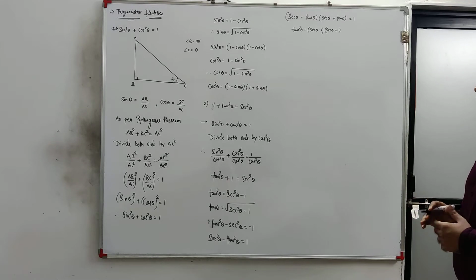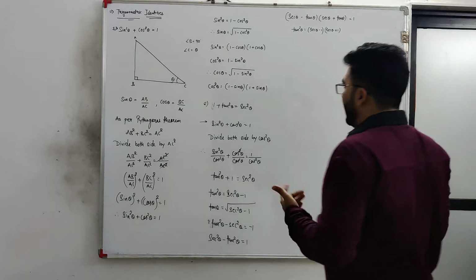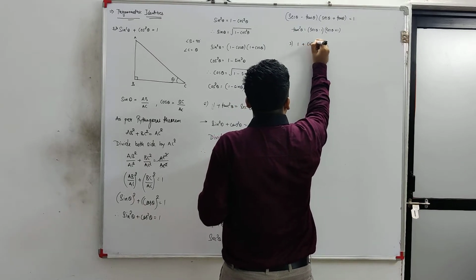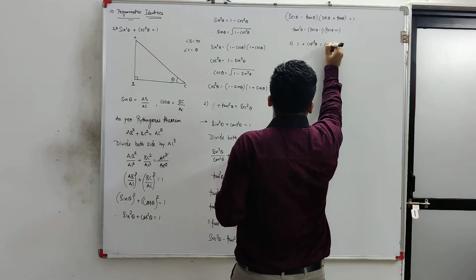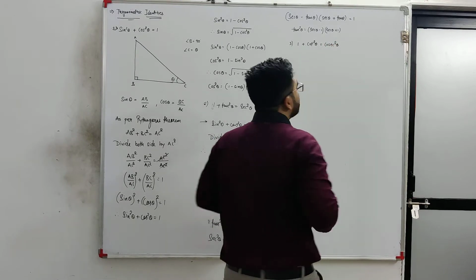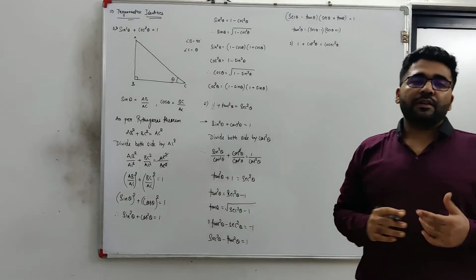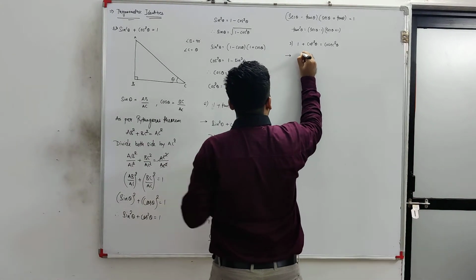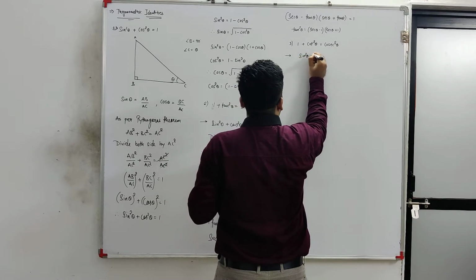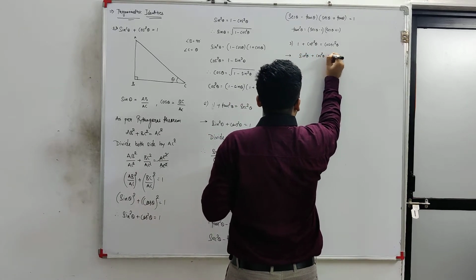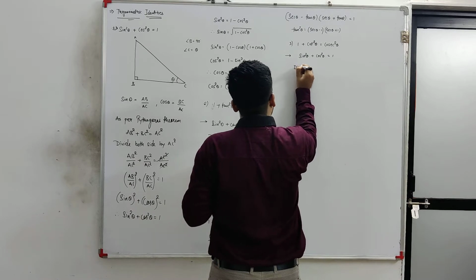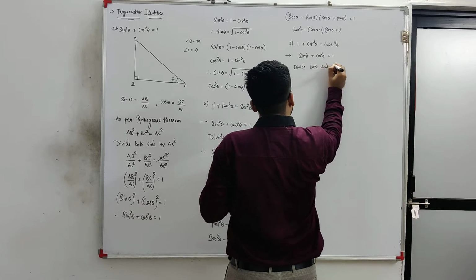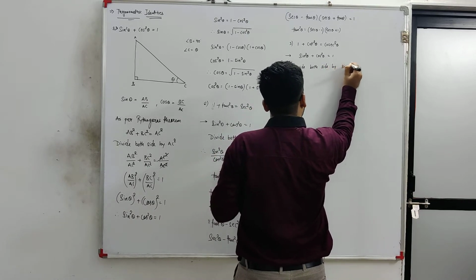Clear? Now let me see the third identity, that is 1 plus cot square theta is equal to cosec square theta. So for this identity, how can we derive it? From the first identity I can derive this: sin square theta plus cos square theta is equal to 1. Here I am writing like this, divide both sides by sin square theta.